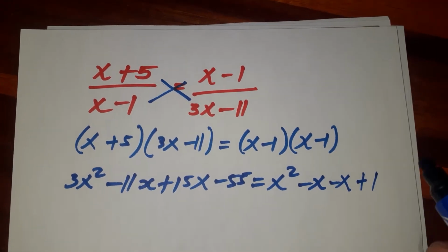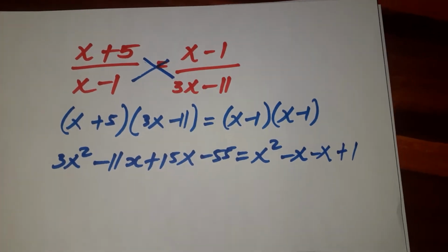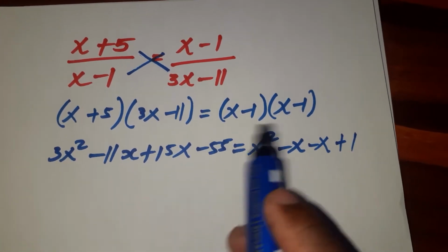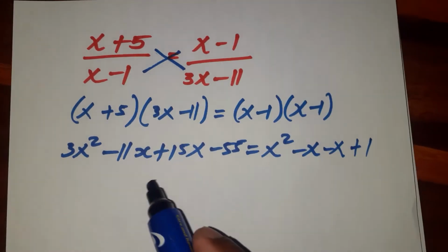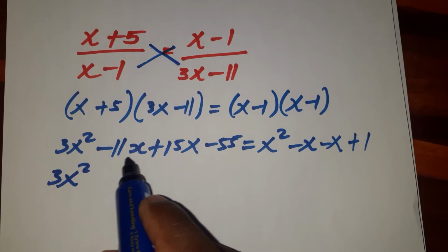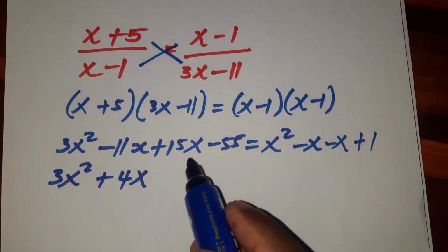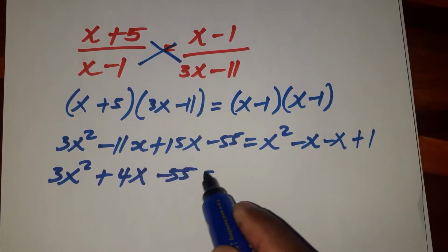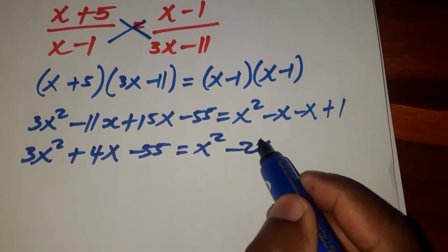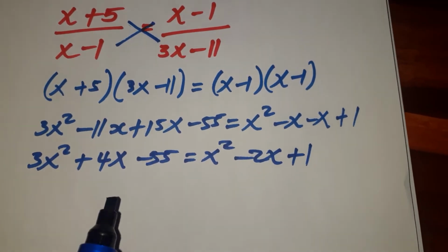Now after this, we need to simplify, or collect like terms, but let's work with what we have on the left hand side. Then what you are going to have is 3x squared minus 11x plus 15x, we get positive 4x, and then minus 55 equals x squared. This gives us negative 2x, and then positive 1. Now here we need to collect like terms.